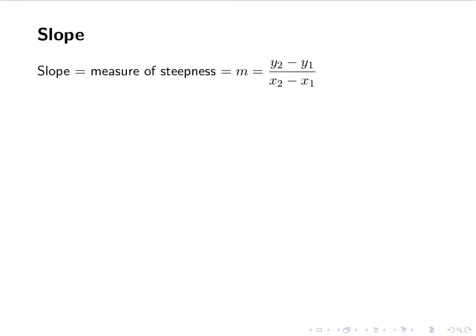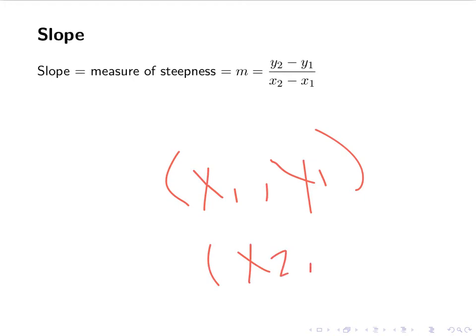And the equation for it is y2 minus y1 divided by x2 minus x1, where we have the point x1 comma y1 and the point x2 comma y2. So we're going to be given 2 points. It doesn't matter which point we call x1, y1 and which point we call x2, y2, as long as you're subtracting the same point from the other one. So those both have to be the same point, and those have to be the same point, and that's the really important part to remember.